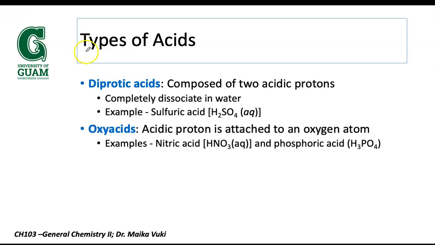Now, what we're dealing with so far is the one proton acid. We also can have diproton, so we call that diprotic. The one proton is called monoprotic.